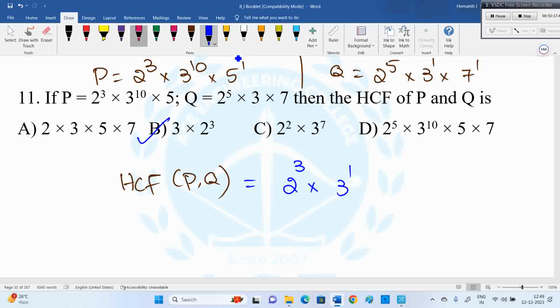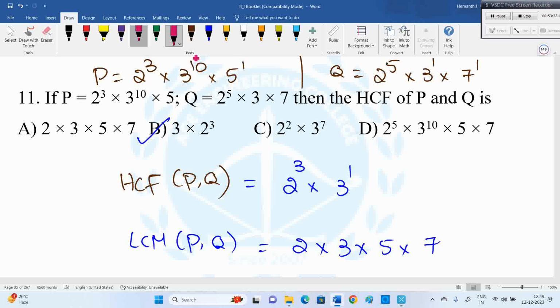If it is LCM, what is to be done? LCM means all prime numbers. What are all the prime numbers? 2, 3, 5, 7. For 2 the highest power is 5. For 3 the highest power is 10. For 5 and for 7 the highest power is 1. Option D. To confuse in the exam, we also gave one option like that. Some people apply the HCF method for LCM, and the LCM method for HCF, in confusion. Some people will do vice versa. That's why they gave that option also.